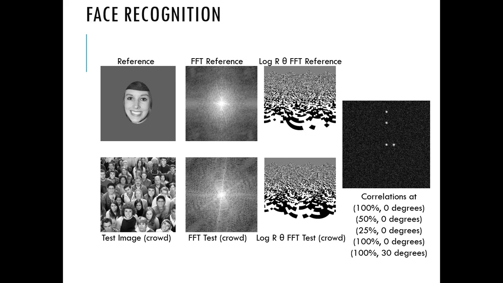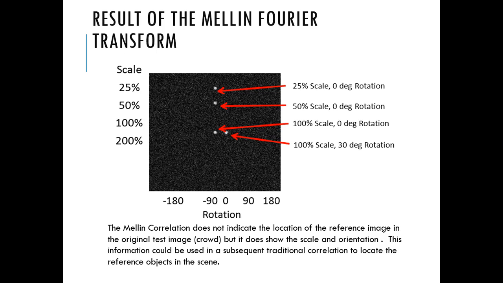the location. This slide shows a close-up of the previous image that shows the results of the transform. As you can see, the 25% scale with 0 degrees rotation, 50% scale at 0 degrees rotation, 100% scale with 0 degrees rotation, as well as the 100% scale with 30 degrees rotation.